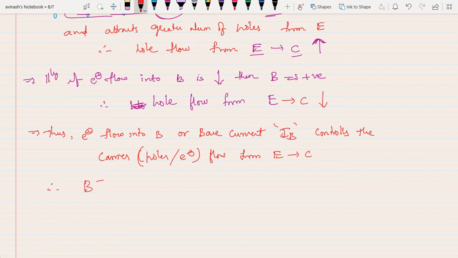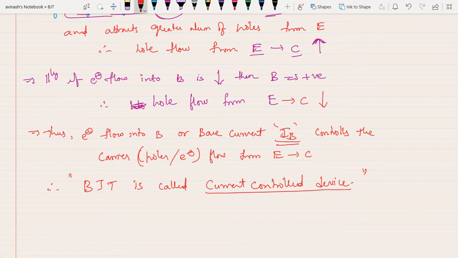Therefore, BJT is called a current controlled device. Okay, you have to understand this point. Most of them don't know why the BJT is called a current controlled device. Why? Because this IB, the base current, controls the flow of charge carriers from emitter to collector.